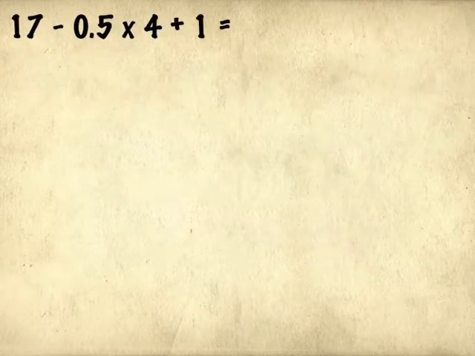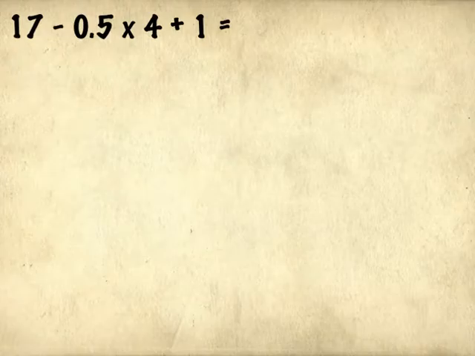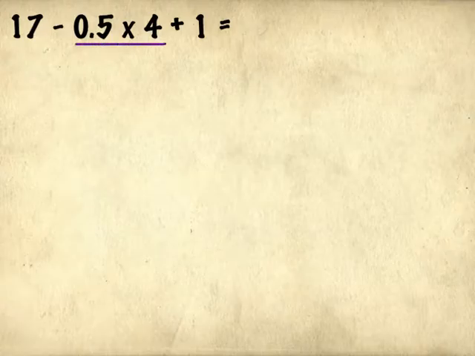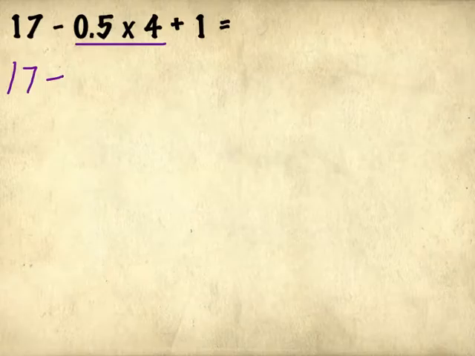I have 17 take away 0.5 times 4 plus 1. So no brackets, no exponents, multiplication, division. So here is my first part. I have a multiplication question. So this part will stay the same. 0.5 times 4, I'm going to do over here.